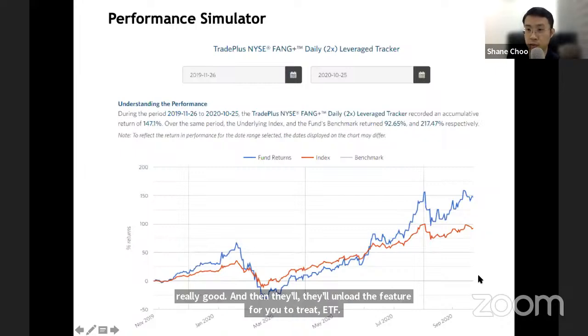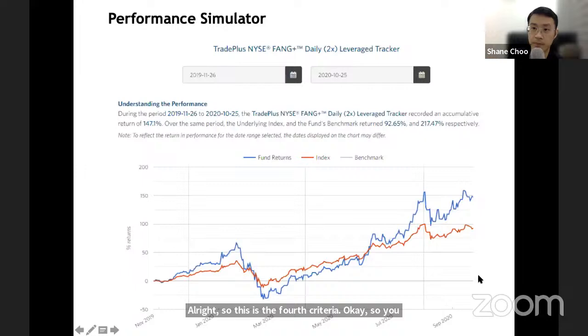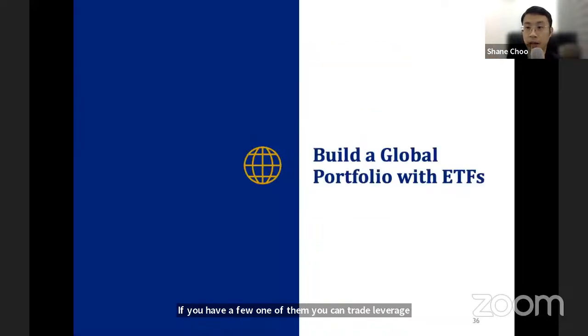So you just need to fulfill one of them. If you fulfill one of them, you can trade leverage inverse ETF. So this is the protection mechanism, to avoid investors who are ignorant from trading L&I ETF without knowing all these effects.